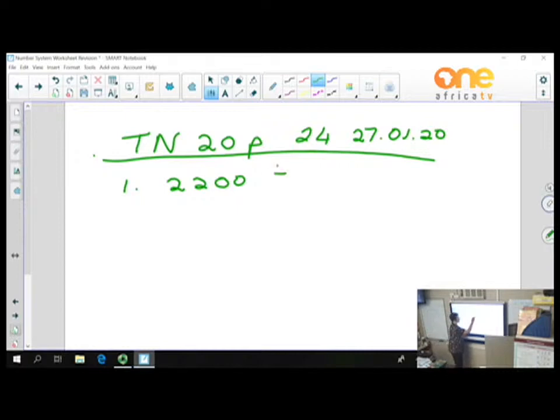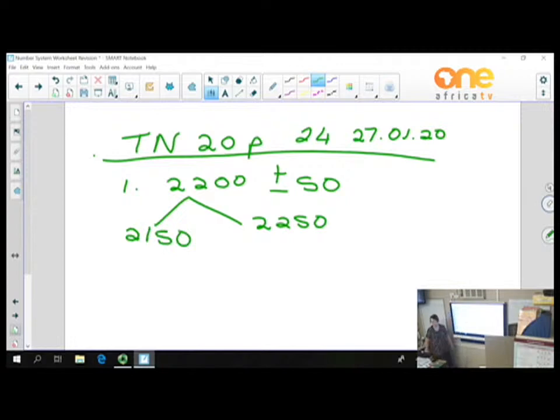So then I'm going to write it like this. It's going to be plus or minus 50. That is your maximum error. Now, the question is, what is your lower and your upper bound? It's just easier for me first to do this one. So it's 2,250, and this one will be 2,150. That is my upper and my lower bound.